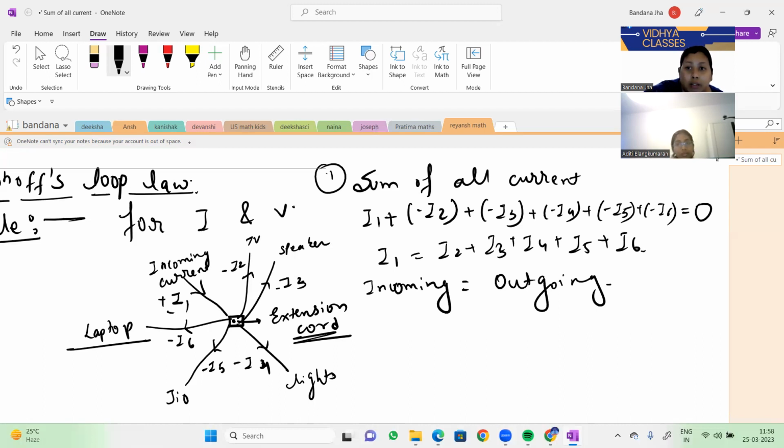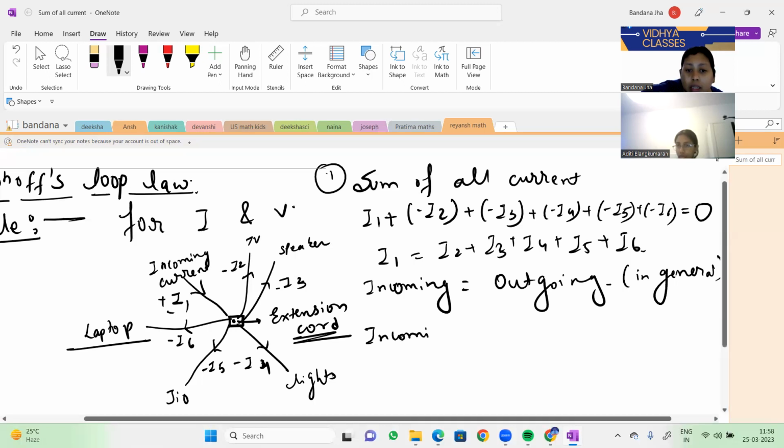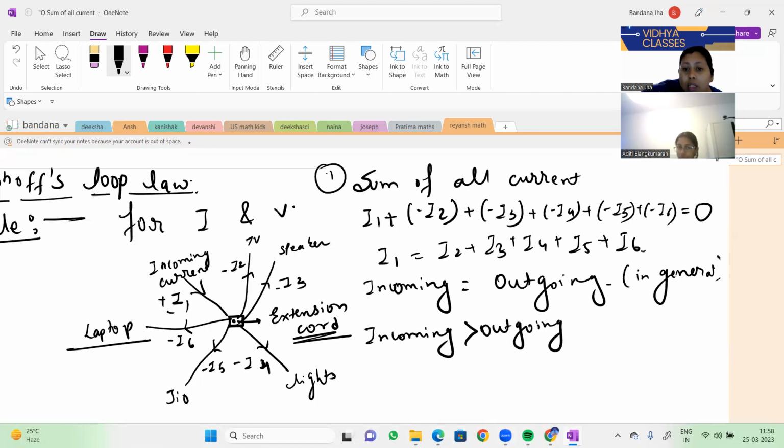In a general case, if incoming is greater than outgoing, what will happen? Incoming current is too much, but outgoing is not so much. The circuit catches fire because of the heat, and heat is created by the friction of the electrons when they are moving. So a short circuit happens.